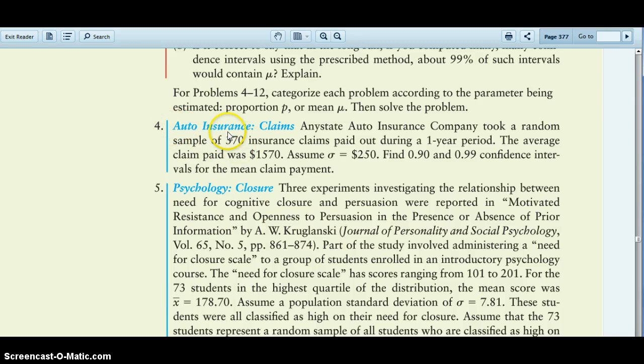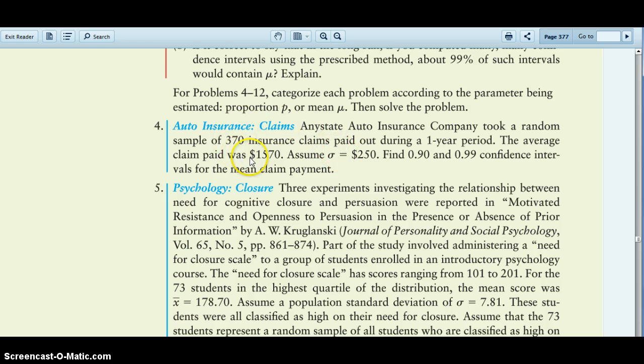For number 4, they give you the size of the sample, the sample mean, and they give you the population standard deviation. And then there's 2 things you're supposed to find. So the part A and B here, a 90% confidence interval for A and 99% confidence interval for B.